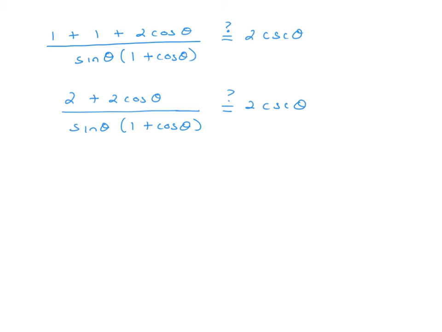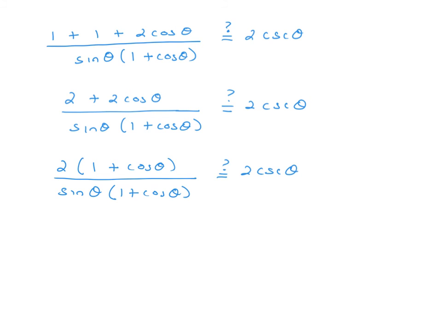So let's see, I'm going to write the left side as 2 times 1 plus cosine of theta, all divided by sine of theta times 1 plus cosine of theta. Is that actually equal to 2 cosecant of theta? And great, we can cancel this. This whole thing cancels with this. And we are left with 2 over sine of theta. Hey, is that actually equal to 2 cosecant of theta? And the answer is yes.